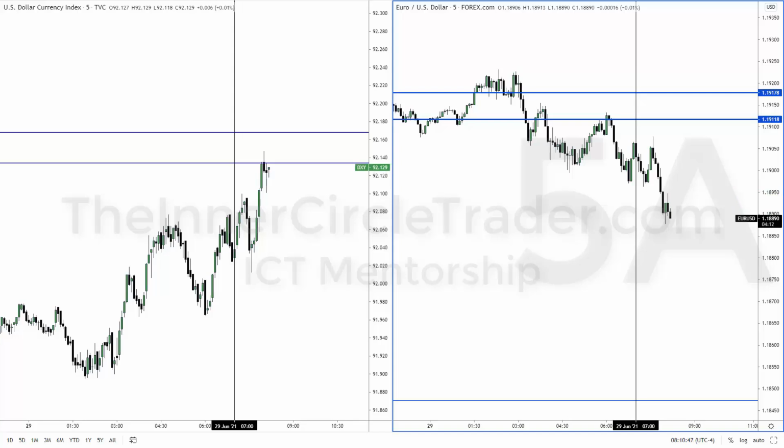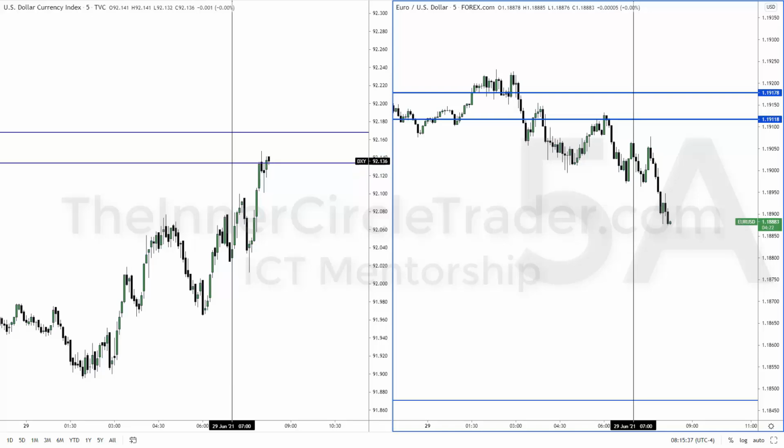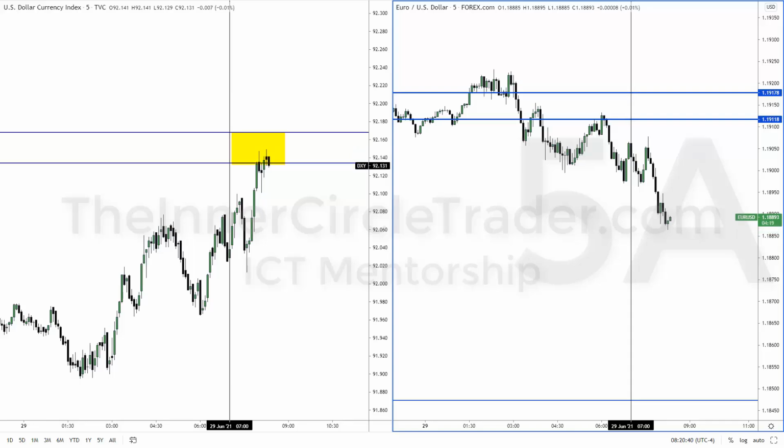And you can notice the horizontal lines on the dollar index chart. That's the hourly sell side imbalance, buy side inefficiency. And we're denoting the 7 o'clock in the morning New York open kill zone. And the market's trading up inside of that sell side imbalance, buy side inefficiency.